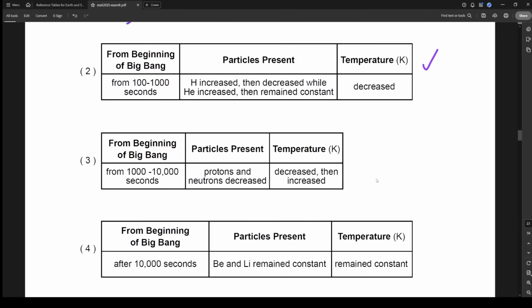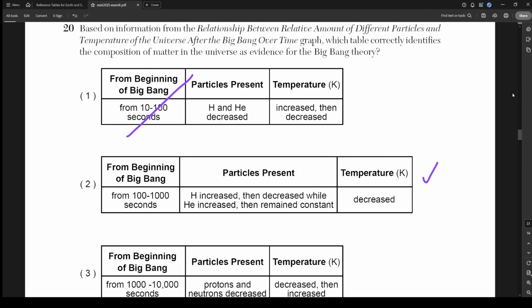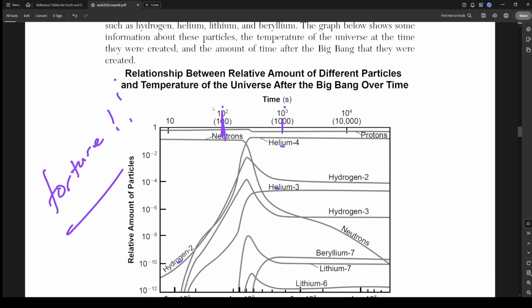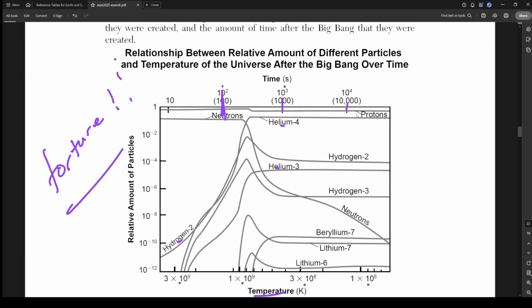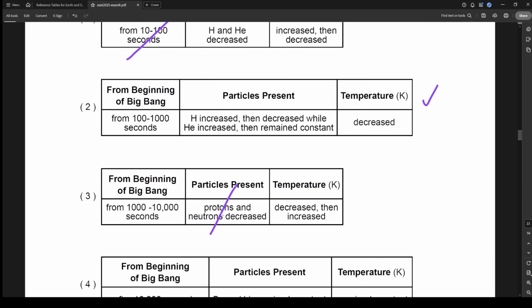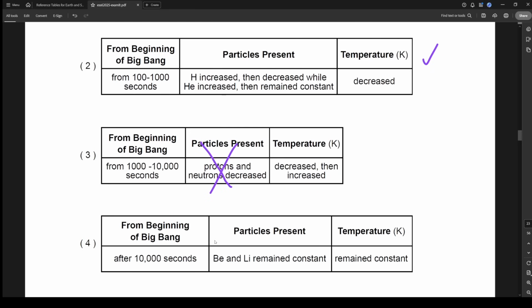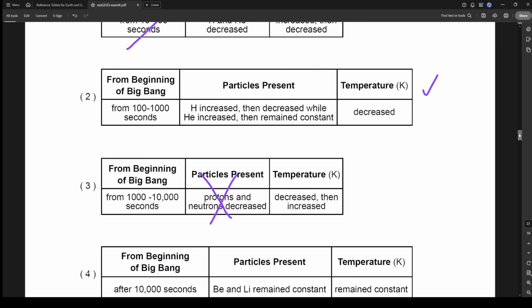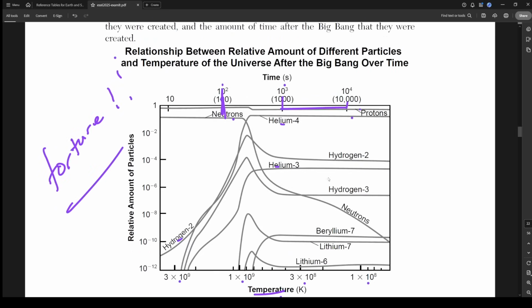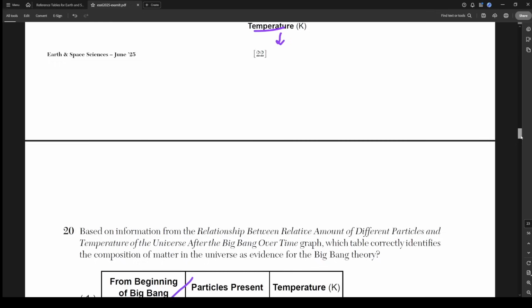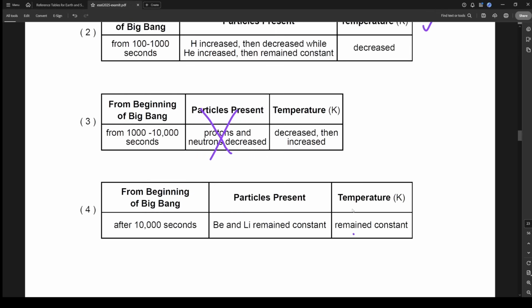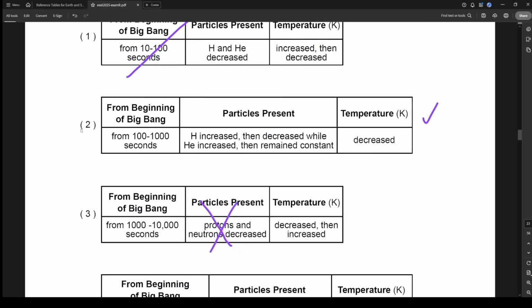From 1,000 to 10,000, it's saying protons and neutrons decreased. Look, protons stayed the same, so that's wrong. And then after 10,000 seconds, BE and LI remained constant. Look, BE and LI did remain constant, so that could be right. And we got to check the last thing. Temperature remained constant? No, it constantly drops. All right, we did it.